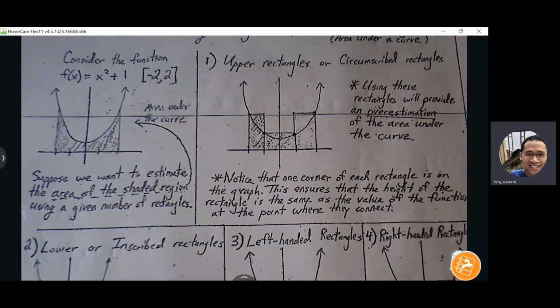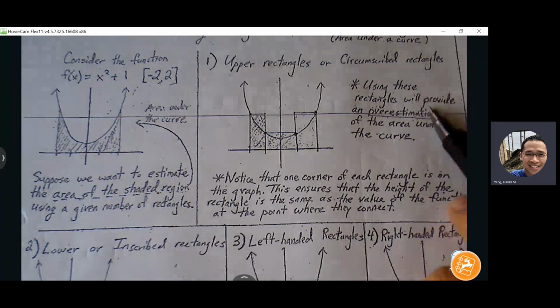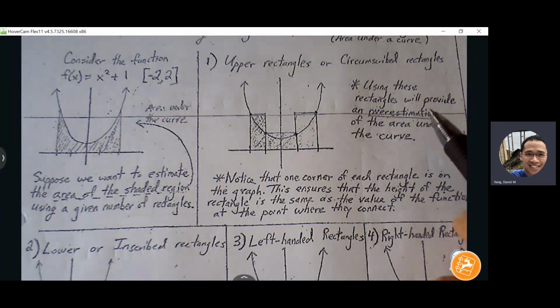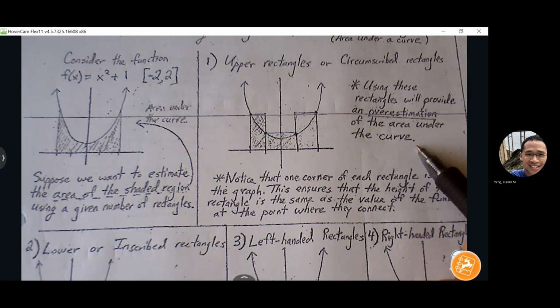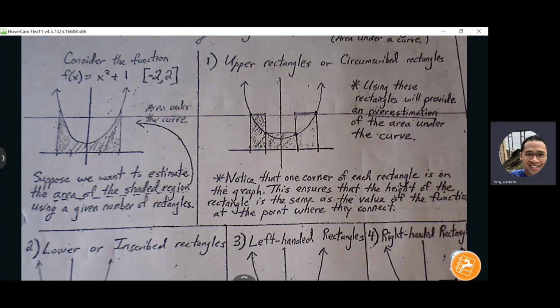We don't have to worry about how much greater it is. We just know that it's greater. So we know that these rectangles will provide an overestimation of the actual area under the curve. So let's talk about how we create these upper rectangles.